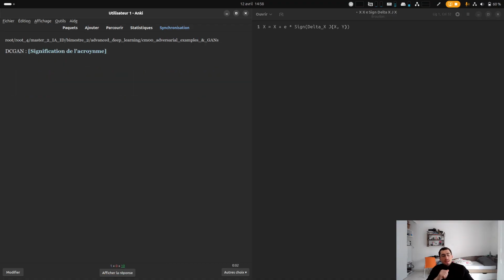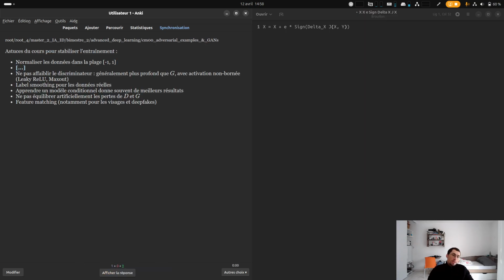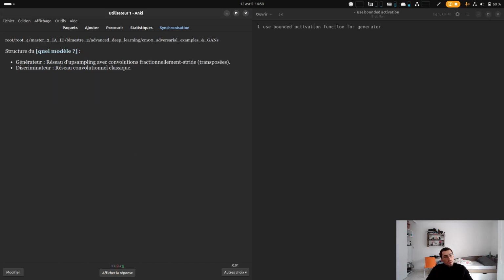Correct. That's deep convolutional GAN. To stabilize training, you normalize data, that's true. You use a bounded activation function for the generator, I think. Yes. Structure of a DC GAN. BIM was proposed by Kurakin in 2017.